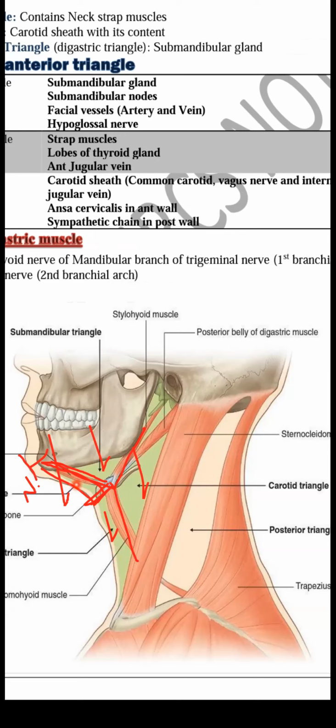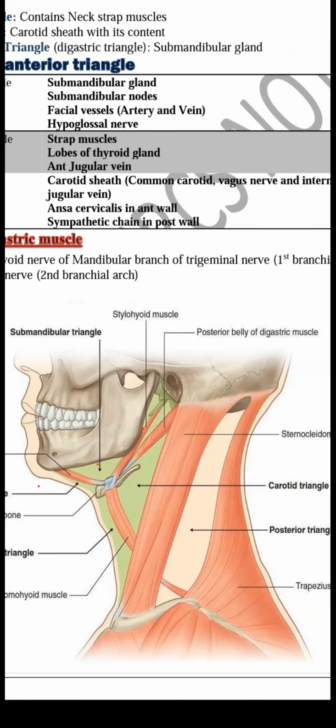Then you have this half triangle. This half triangle is formed of the hyoid bone, the anterior belly of digastric, and the midline. This is the half triangle called the submental triangle. So again, I have here 1.5 muscles dividing the anterior triangle into 3.5 triangles. Now we have known their boundaries. Then let's go for the contents of each one.